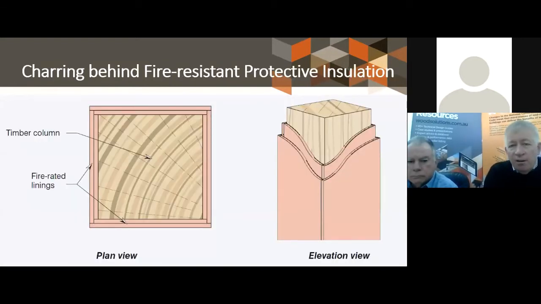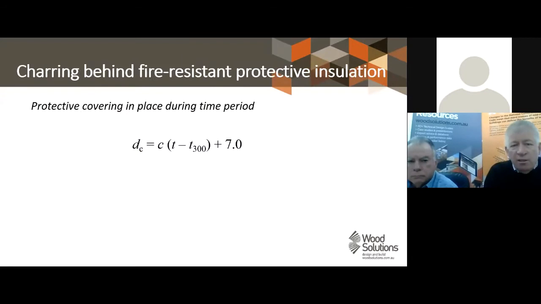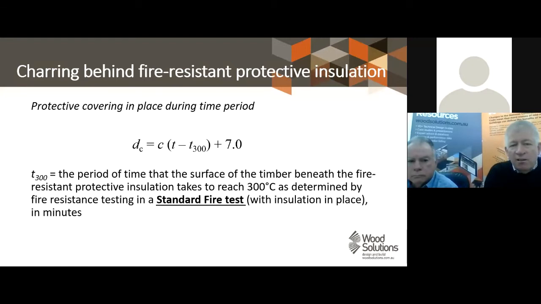Char behind fire rated plasterboard is included. It has an equation in this case which accounts for the effect of the lining. So T300 is the time it takes for the insulation to get to 300 degrees, and that's taken off the time required for the fire resistance level, and uses the same equation that we used before.